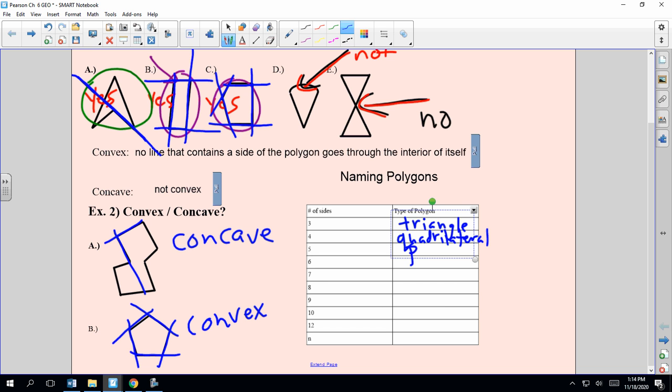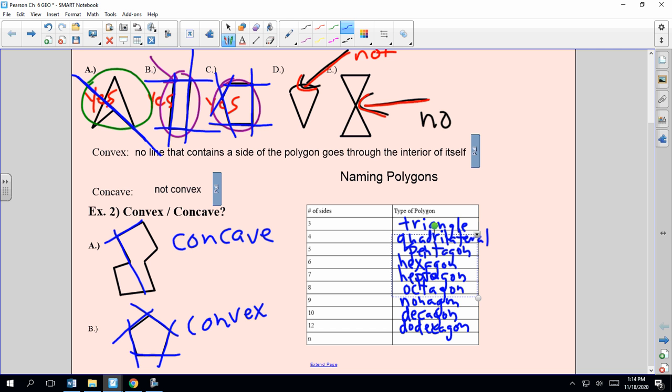5 sides is a pentagon. And you may already know these. You don't need to write it down if you know these already. 6-sided is hexagon. These are in your long-term memory. You're probably fine. 7-sided is heptagon, H-E-P-T-A-G-O-N. 8-sided is octagon. That's our stop sign. 9-sided is nonagon. 10-sided is decagon. 12-sided is dodecagon. So those are the ones you should know.